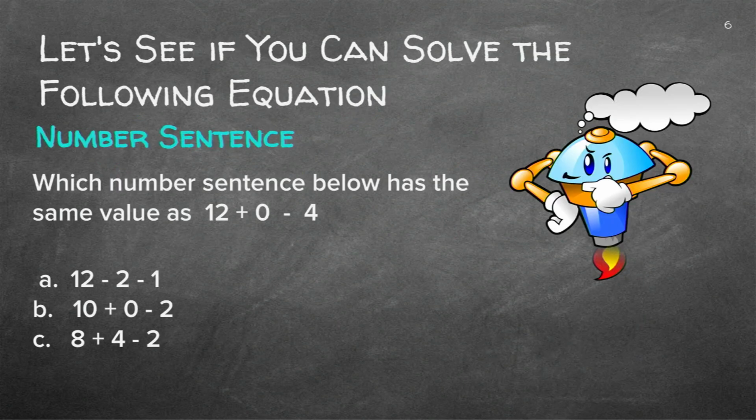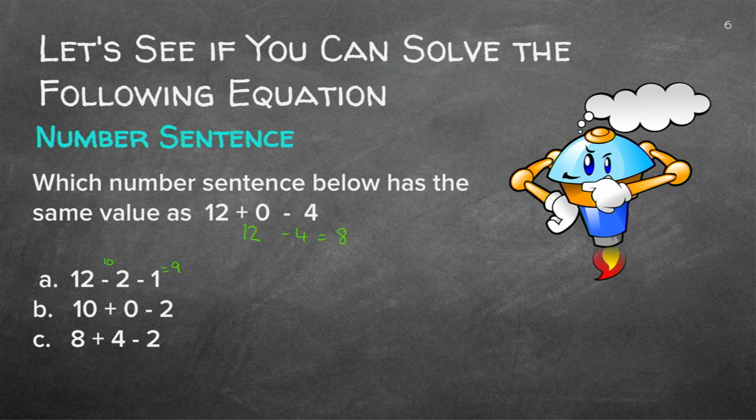Let's start. Number sentence. Which number sentence below has the same value as 12 plus 4 minus 4? Now let's do the calculation. 12 plus 0 equals 12. And 12 minus 4 will be equal to 8. Don't look at a number sentence and go, that must definitely look like the same. Always go and test your answers. 12 minus 2 equals 10, minus 1 equals 9. So that answer is 9.